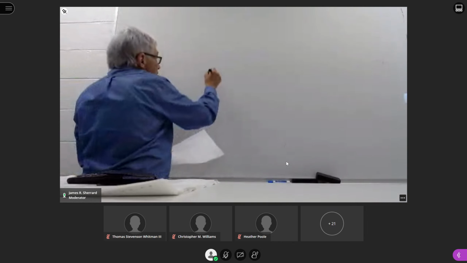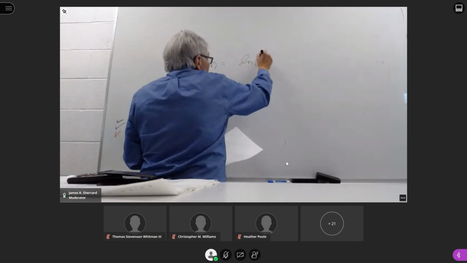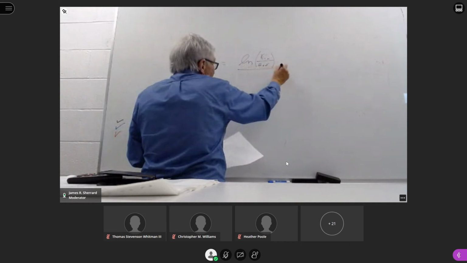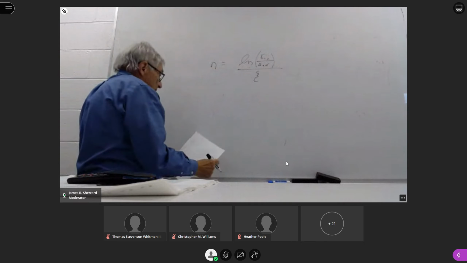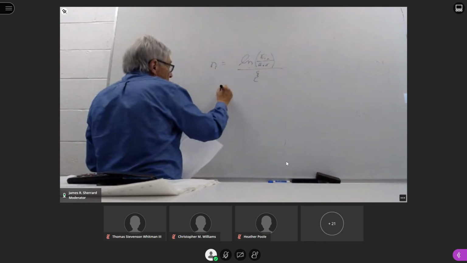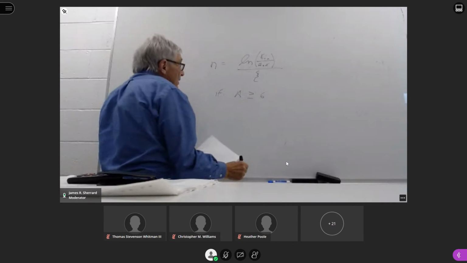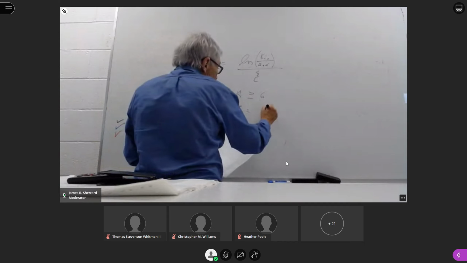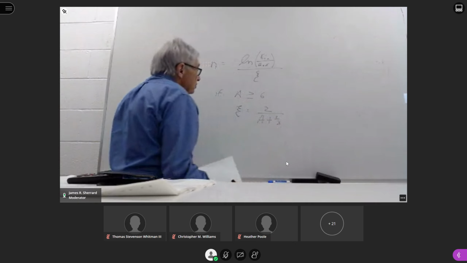So we know that that equation is N is equal to the natural log of the energy in divided by the energy out, divided by squiggle. If A is equal to or greater than 6, then we know that squiggle is equal to 2 over A plus 2/3.